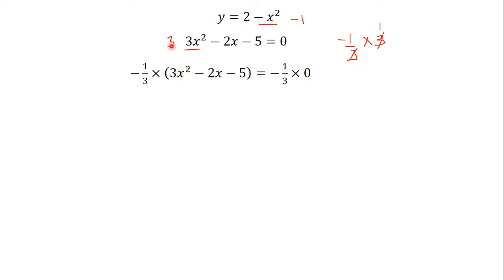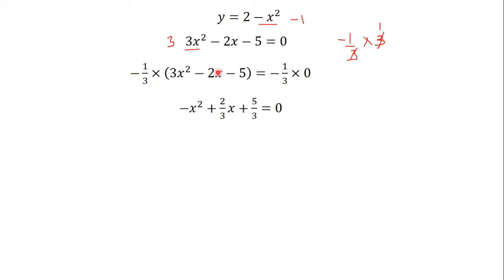So let's do that. We will have minus 1 divided by 3 times. The expression here is a trinomial, so you put it in a bracket. So times 3x squared minus 2x minus 5 in a bracket. And this is equal to minus 1 divided by 3 times 0. Whatever you do to the left hand side, you do the same thing to the right hand side in an equation. Okay, so you have minus 1 divided by 3 times 3x squared. And that will give us minus x squared, because 3 and 3 will cancel, so you have minus 1 times x squared, which will give us minus x squared.